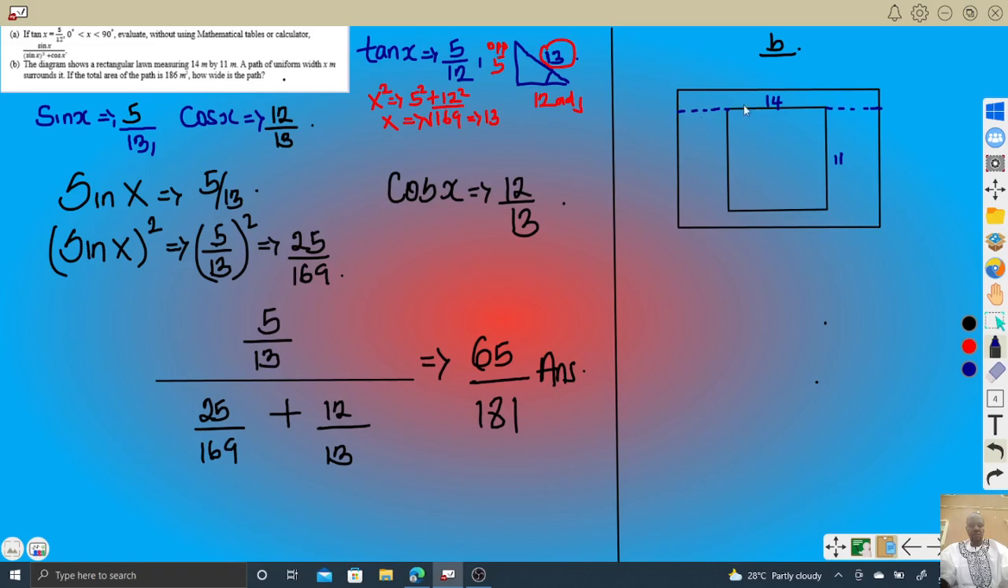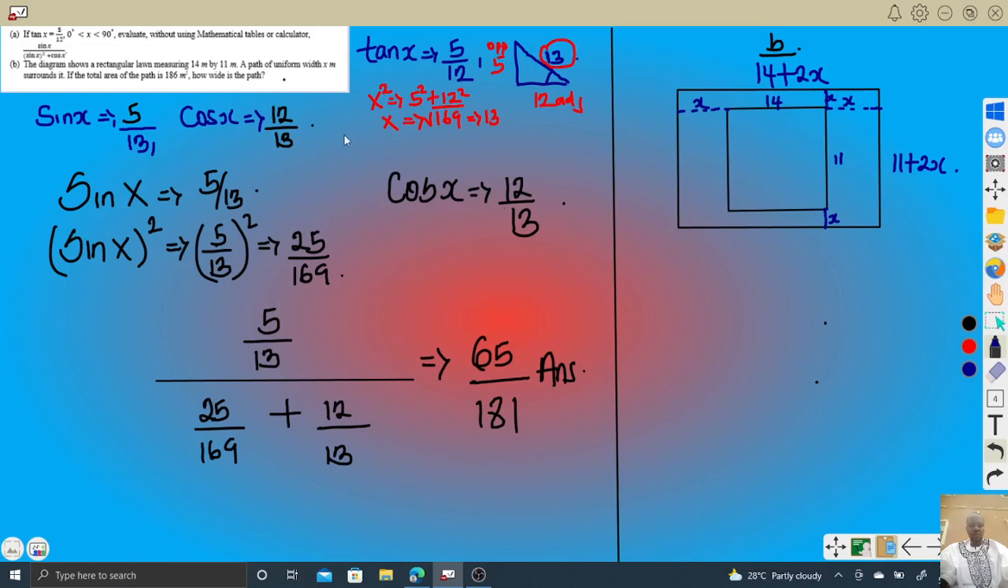Though these are simple. So the width of the path was x, so the width will increase by 2x. This will be 14 plus 2x. The same thing is also applicable to the length. So if this was 11, this will also be 11 plus 2x. That's just the technicality there. What's now happening? We have to find the value of x.